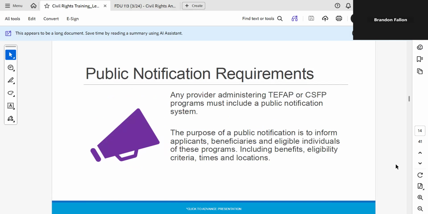Public notification requirements. Any provider administering TFAP or CSFP programs must include a public notification system. The purpose of a public notification system is to inform applicants, beneficiaries, and eligible individuals of these programs, including benefits, eligibility, criteria, times, and locations.